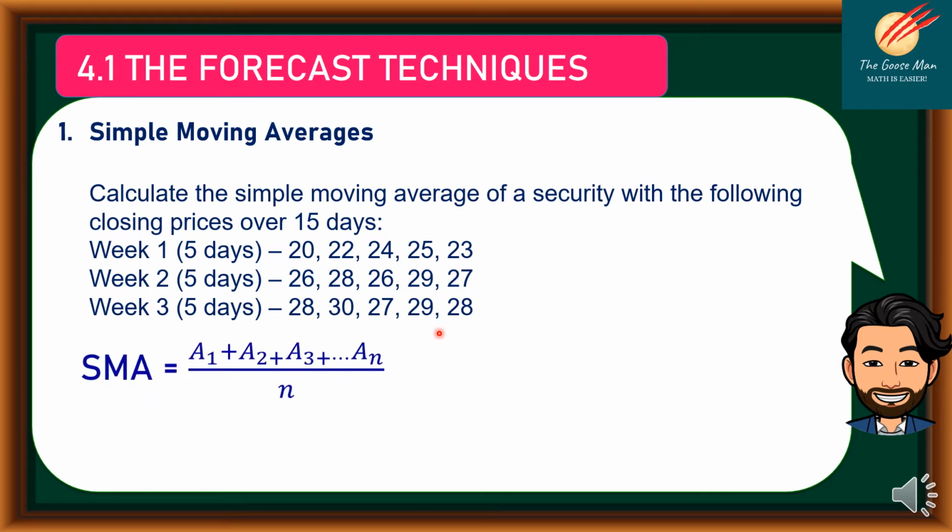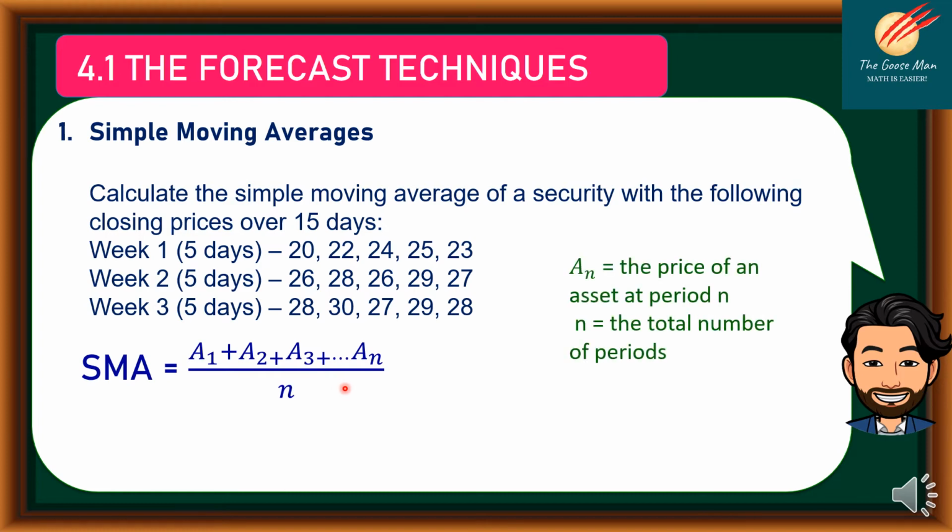Again, to solve for the simple moving average, we have A sub 1 plus A sub 2 plus A sub 3 until A sub n, divided by n, wherein A sub n is the price of an asset at period n and n is the total number of periods. So we actually have 15 periods, so n is equal to 15, and we will add starting from 20, 22, 24 until 27, 29, and 28. Therefore, the simple moving average is equal to 26.